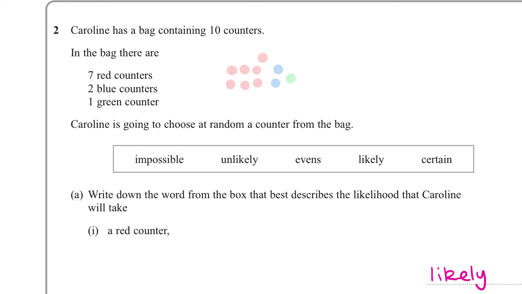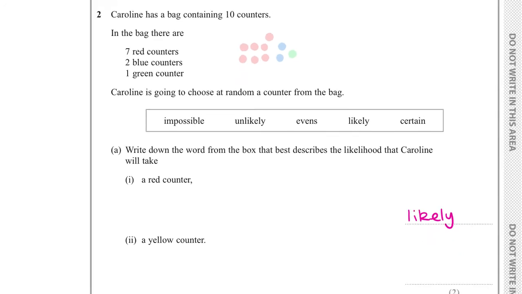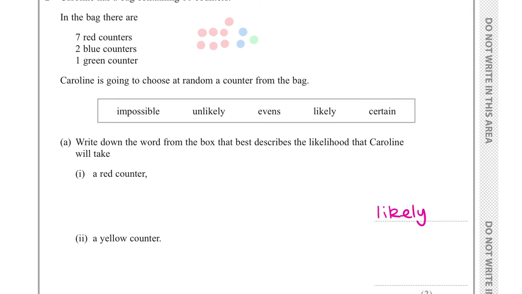And sometimes when we look at these questions, we go through and do it. Then, what is the probability of getting a yellow one? Well, are there any yellow counters? No. So it is impossible.